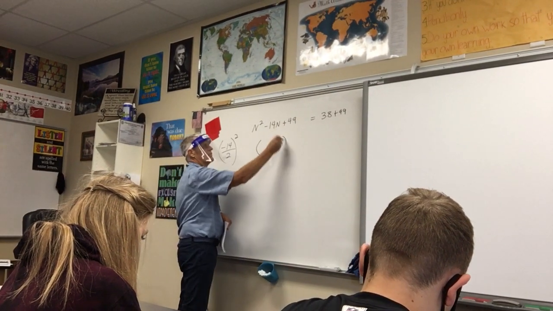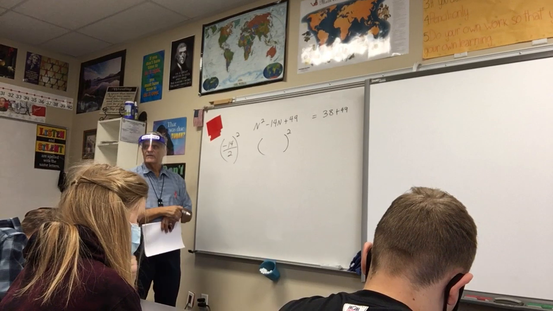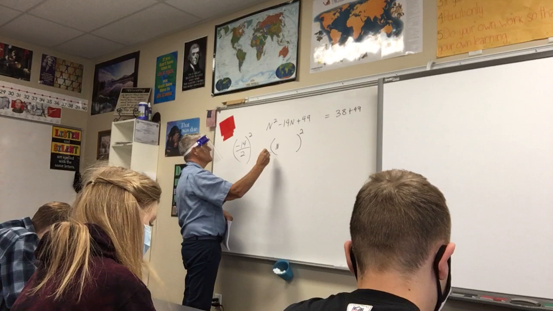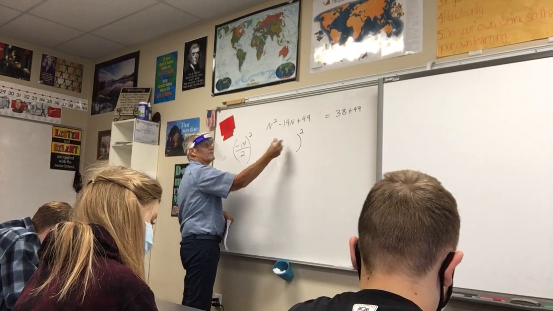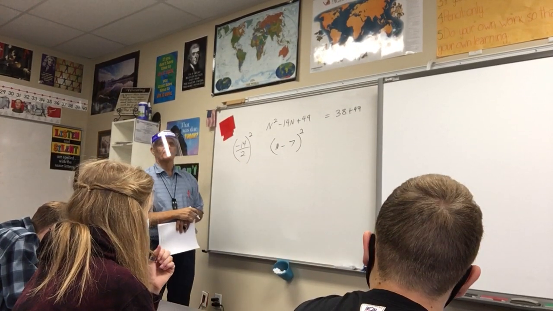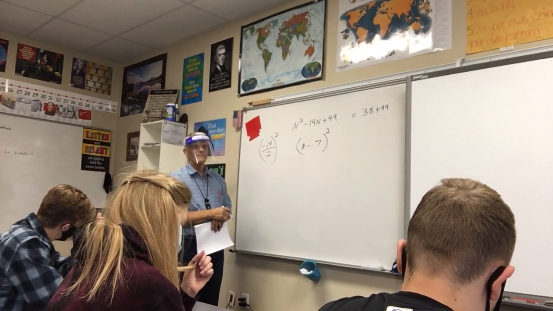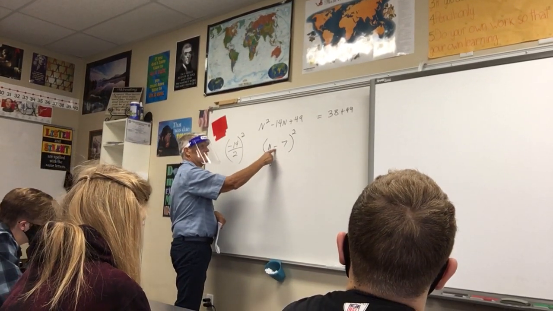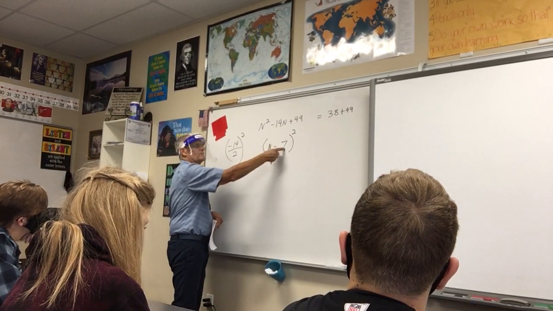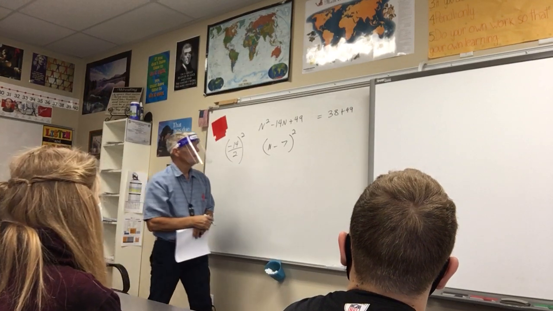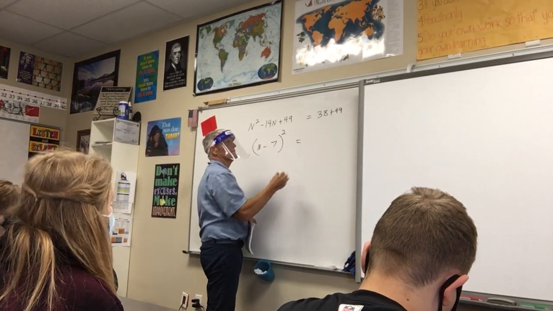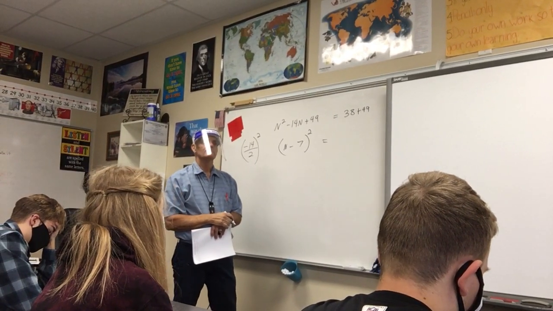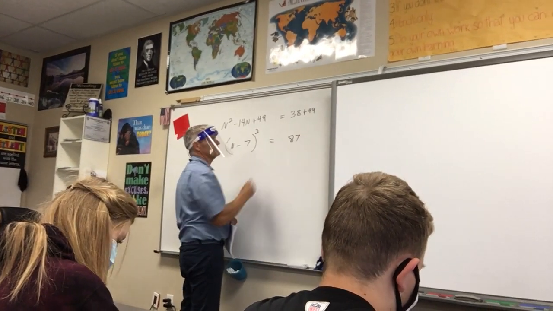So this is always a perfect square. That's why we call it completing the square. It's always a perfect square, and it's whatever variable you have, plus or minus whatever number's here. That's the easy part. That's always going to be the same. Equals, I add these together. What's 38 more than 49? 87. Thank you. 87.